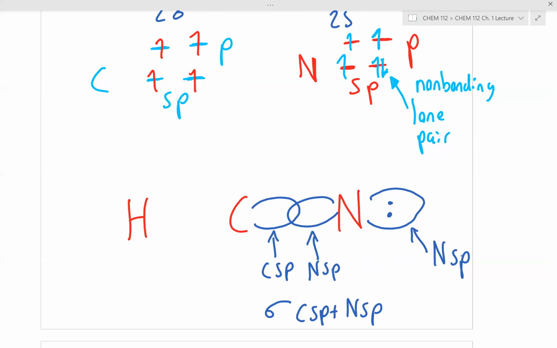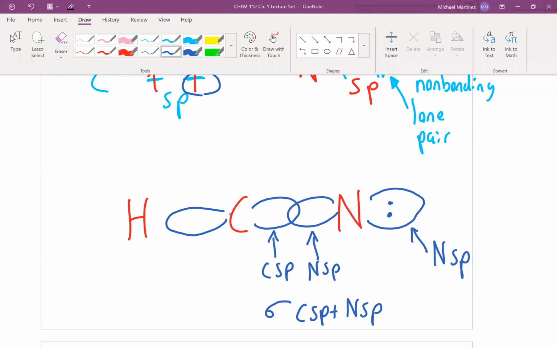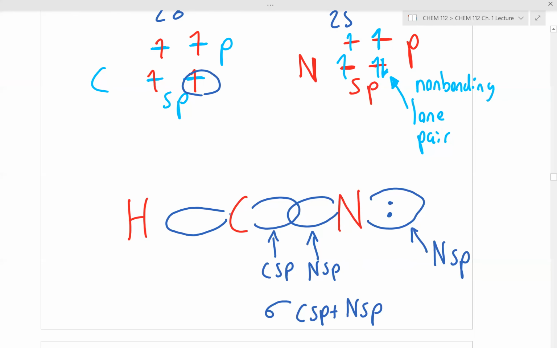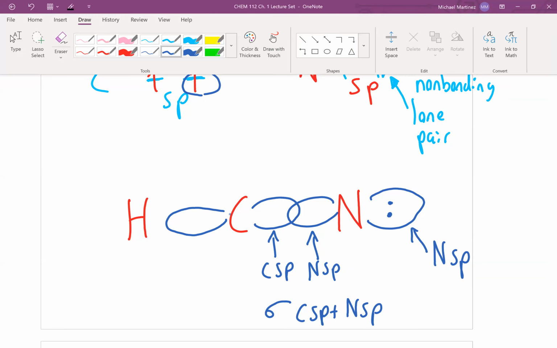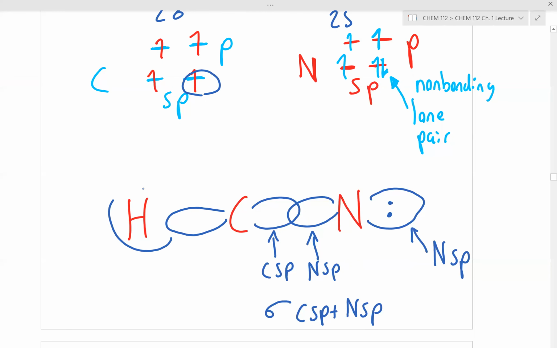So we've used up both of nitrogen's sp orbitals. Carbon, we've used up one of their sp orbitals. What is the second carbon sp orbital being used for? Bonding with hydrogen, exactly. And what orbital is hydrogen contributing to this bonding event? 1s, exactly right. Let me change colors. So then this would be a sigma bond between a hydrogen 1s plus a carbon sp orbital.